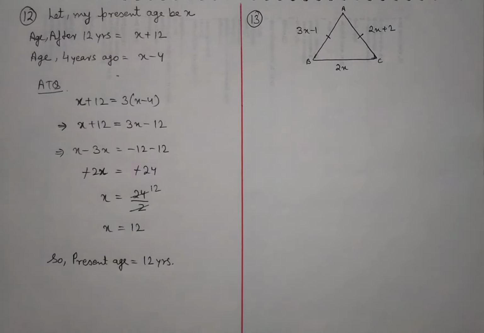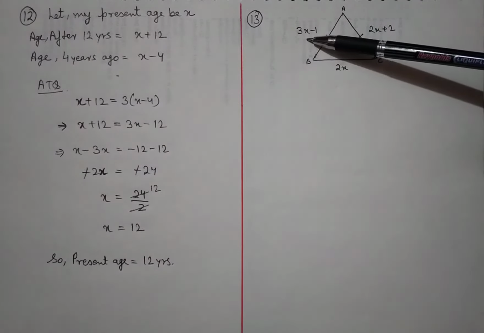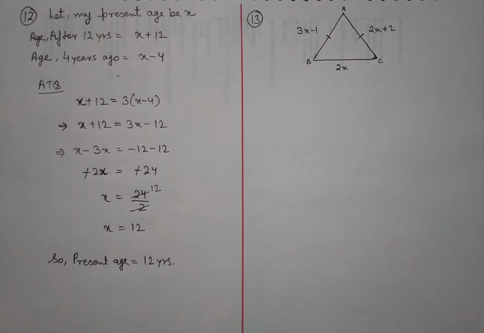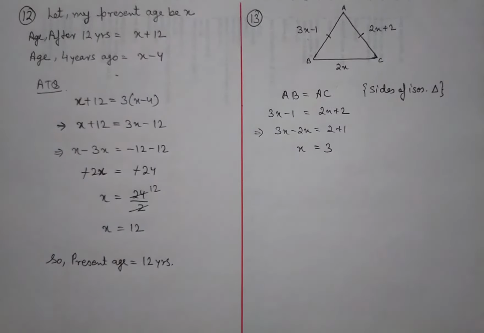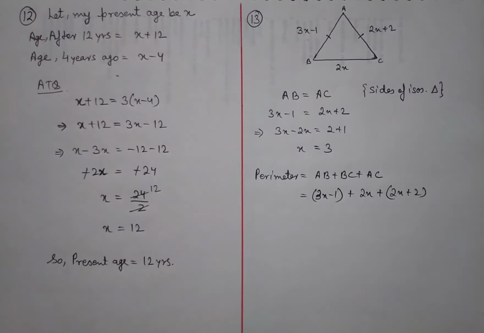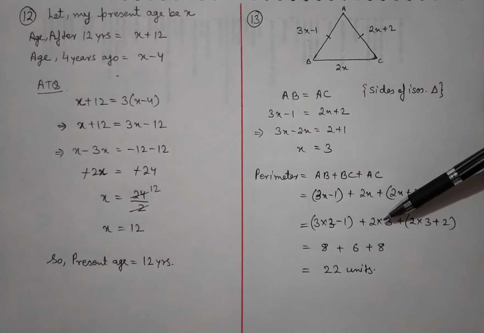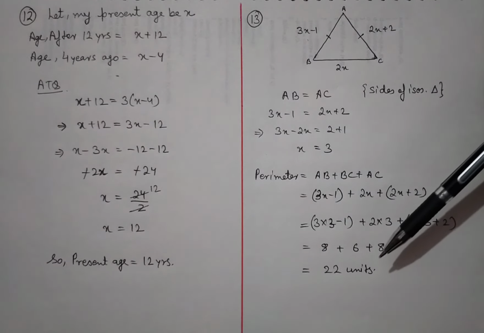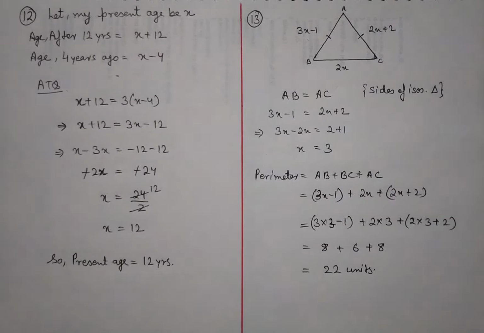So very first of all, we are going to find the value of x with the help of these two sides. Here AB equals AC are the equal sides of the isosceles triangle. Now we have placed the values, and here we have got the value of x as 3. Now we also have to find the perimeter. So for the perimeter we are going to add all of the sides, and here we get this. Now we are going to place the value of x, and on placing the value we have got 3x minus 1, 2x, 2 into 3, 2 into 3 plus 2. And now solving we get 8, 6 and 8, and on adding them we got 22 units. That was the perimeter for this question.